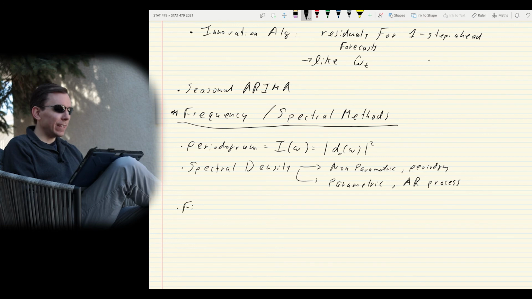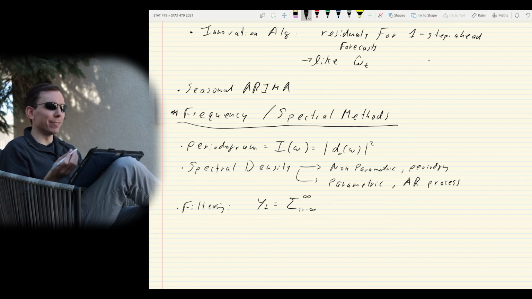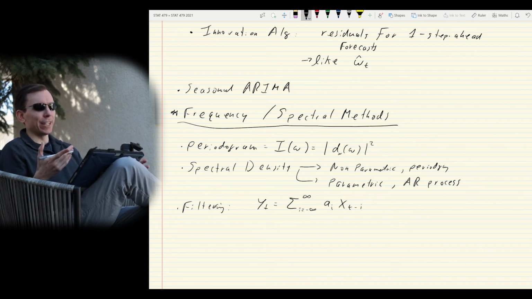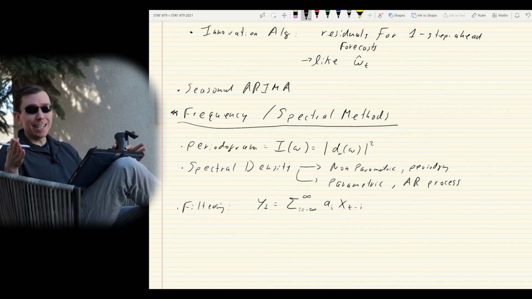So the idea of filtering, right, if we have some y_t, which is equal to the sum over i from minus infinity to plus infinity of a_i x_{t-i}, now we have a filtered version of the time series x based on some coefficients a. And what we found is that there's an easy formulation for how such filtering will affect the spectral density. So if we have white noise, the spectral density is constant. Every frequency is equally represented as all the others are.